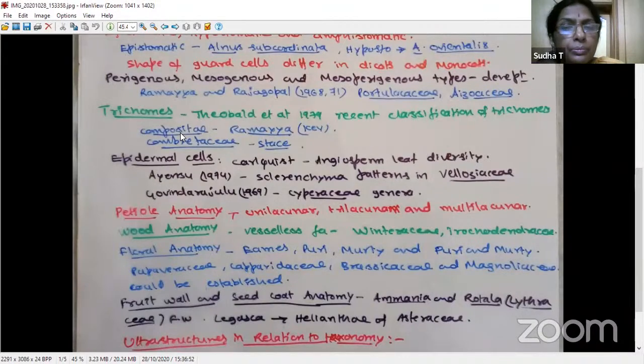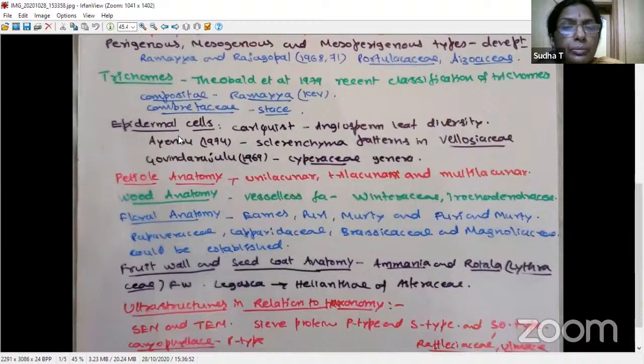Okay, so these are epidermal cells. You have very detailed information in the book. Just go through it once, not for the exam's sake, just for the idea of how much information we can take from anatomy, particularly from the epidermis, to identify certain plants, and how it is helpful.